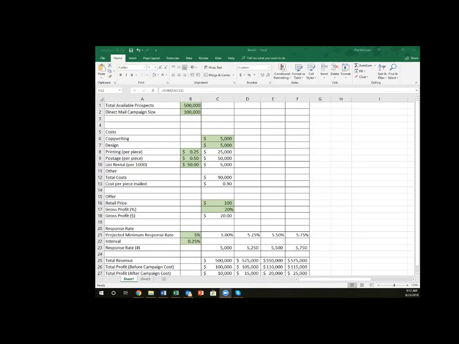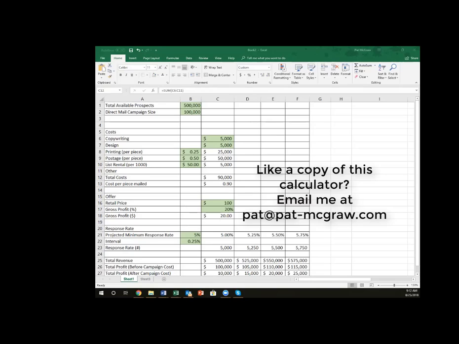So as you can see, this allows you to put in what you know and run through some scenarios and get a feel for, is this an effort that we want to invest in? And what should we anticipate our responses and our results to be at the end of the campaign?